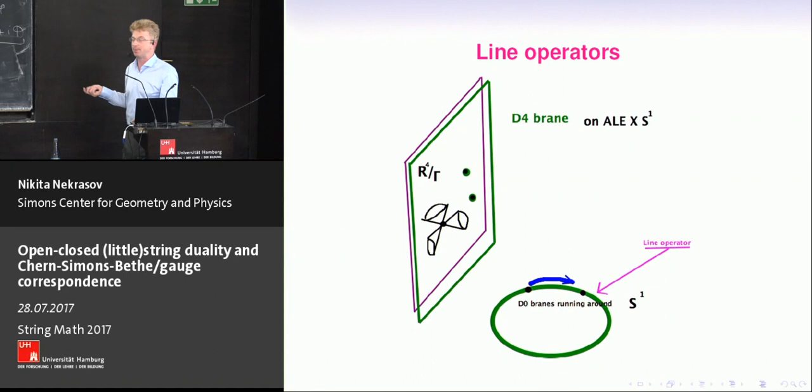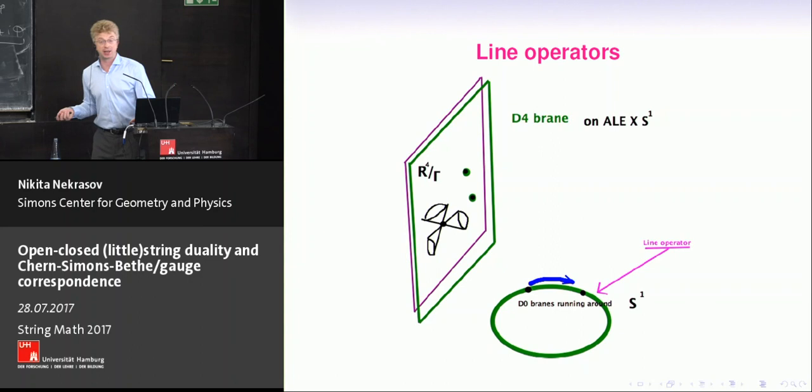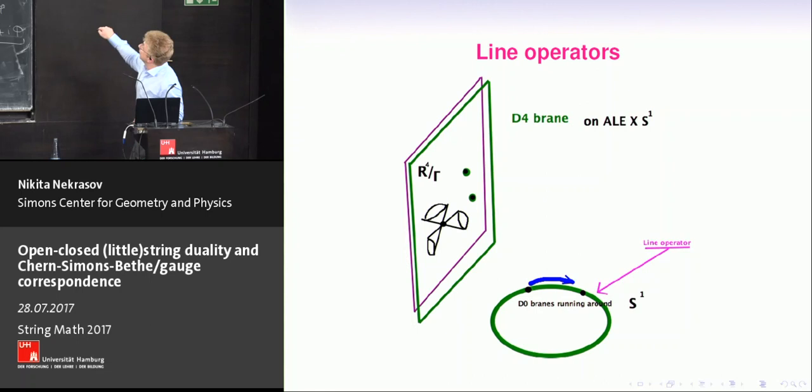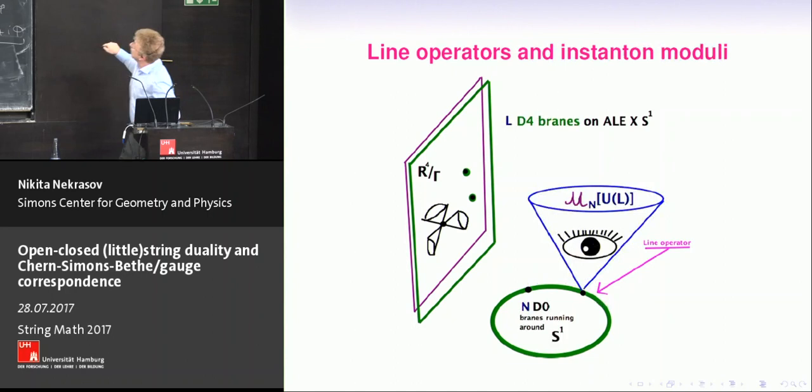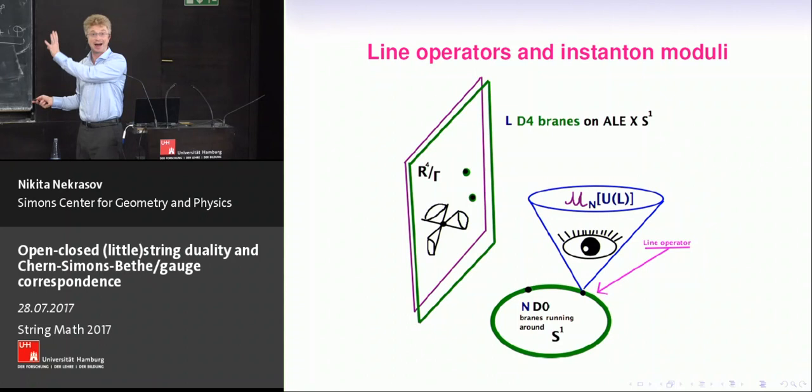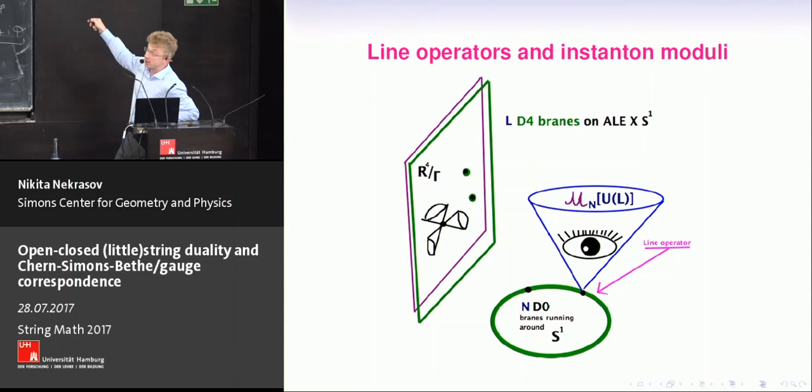I didn't call them Wilson loops, although one might be tempted to call them Wilson loops, because they're not always Wilson loops. So what they really are, so these are D0 branes running around the loop on a circle on the torus, and these D0 branes are attached to D4 branes, which wrap the ALE space. So if you take the point of view of the D0 brane, just look through its eyes, whatever they are, you see the moduli space of instantons on the ALE space, the one which we start with.